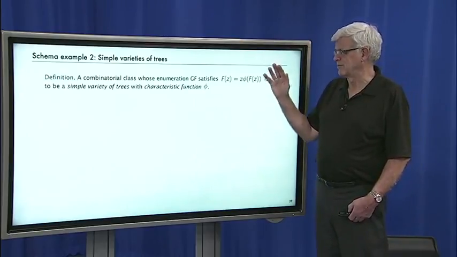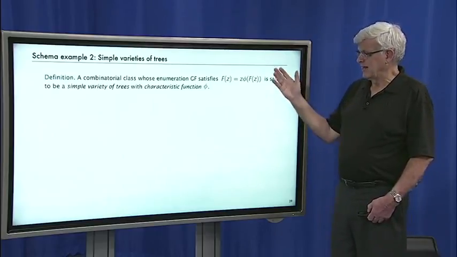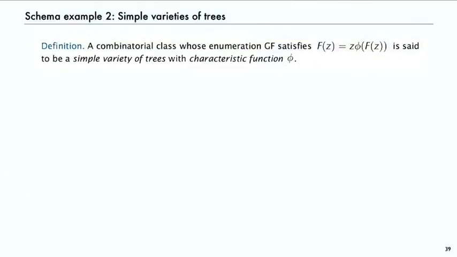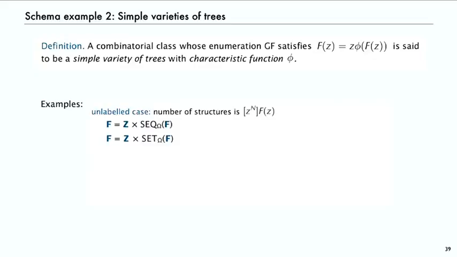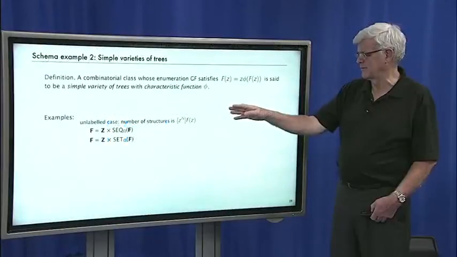Here's another example of a schema, simple varieties of trees. So we say that a combinatorial class, if its enumeration generating function satisfies f of z equals z times phi of f of z, then it's a simple variety of trees with characteristic function phi. And again, we're going to have technical conditions on such functions that will enable us to get a general theorem to get coefficient asymptotics for such classes. And this one works either if they're unlabeled or labeled. So for unlabeled, then it's coefficient of z to the n in f of z is the number of structures.